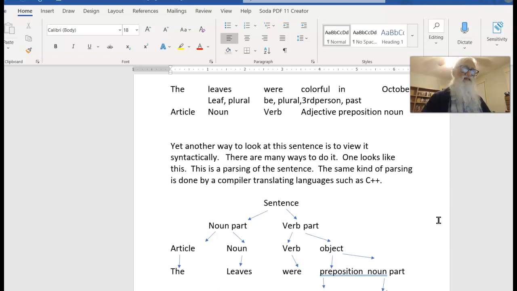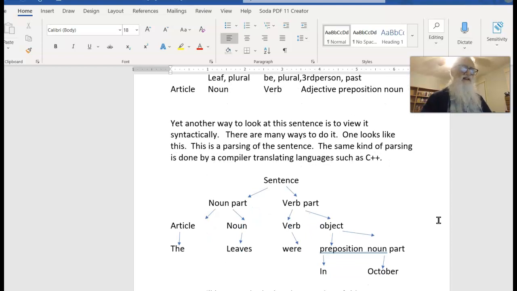We might say that all sentences begin with the idea that they are sentences, and sentences could be replaced by noun part and verb part. That's one way we could look at a sentence. And then a noun part could either be a noun, or it could be an article and a noun, or it could be a few other things too. But for now, we say it's an article and a noun, and we replace the article with the and the noun with leaves. Once we get down to that level, we're talking about terminals.